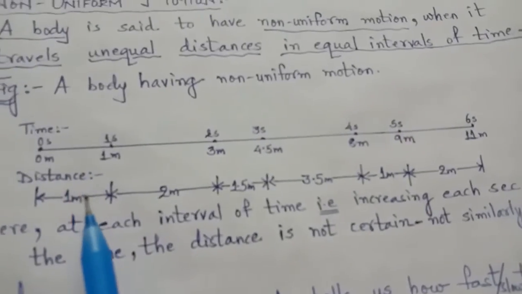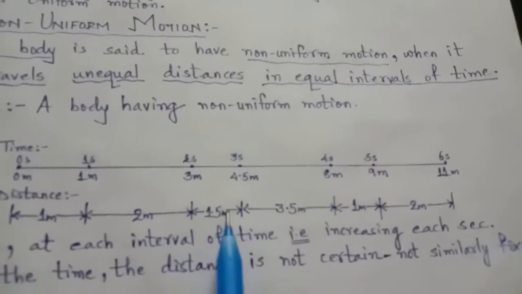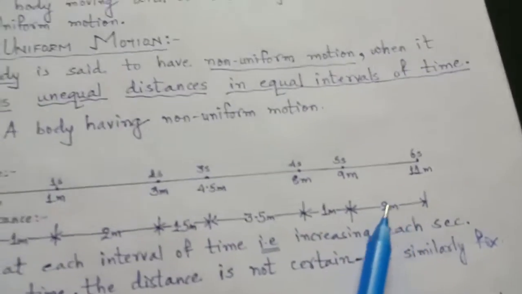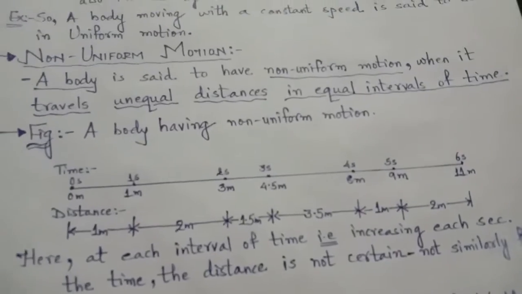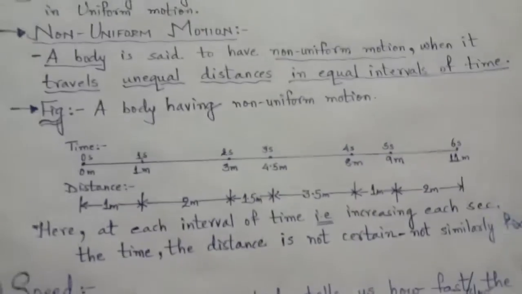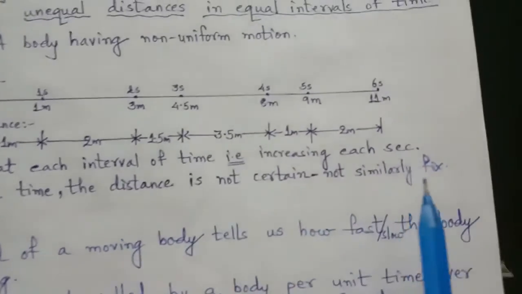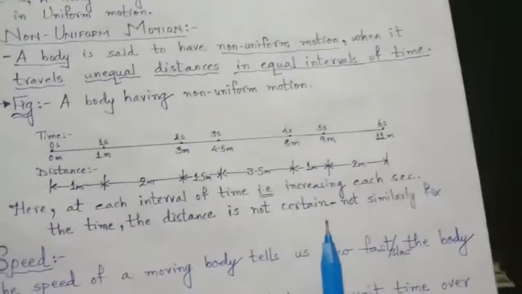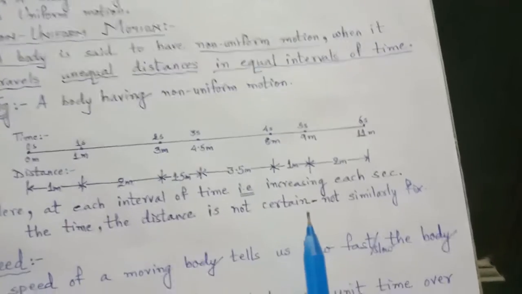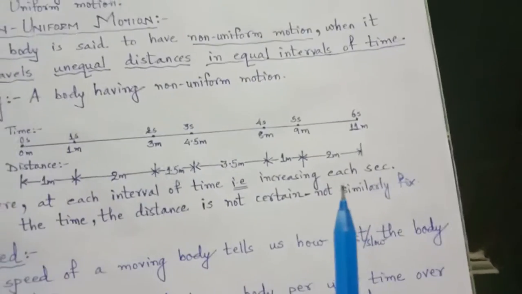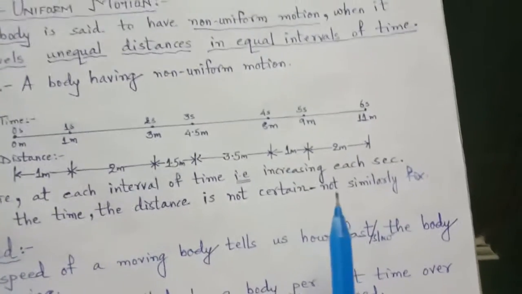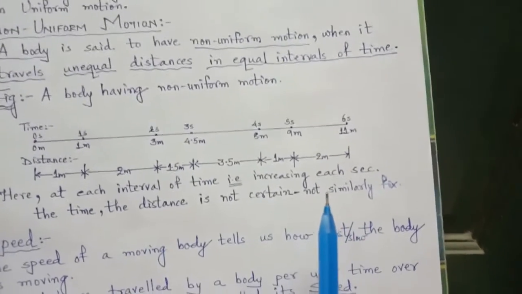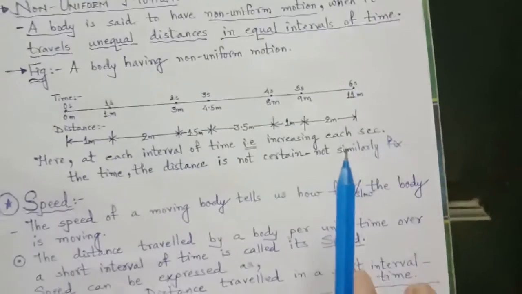Here it is 1 meter, then 2 meter, then 1.5, then 3.5, then 1, then 2. So it is not similar, not uniform. So at each interval of time that is increasing, at each interval of time, the distance is not certain. That means not similarly fixed. And such type of motion by a body is termed as non-uniform motion.